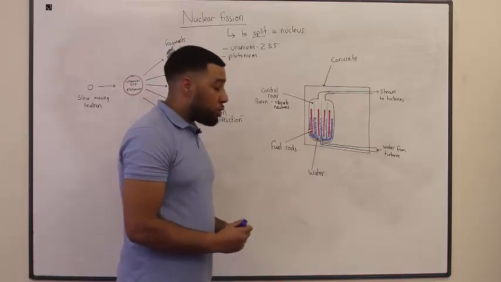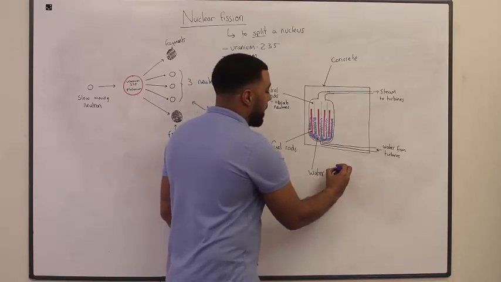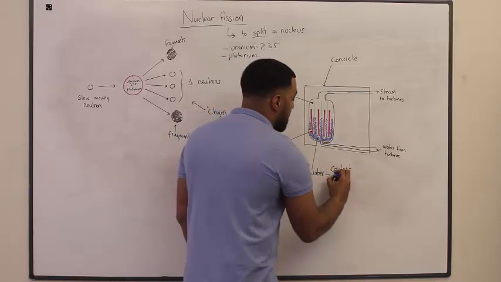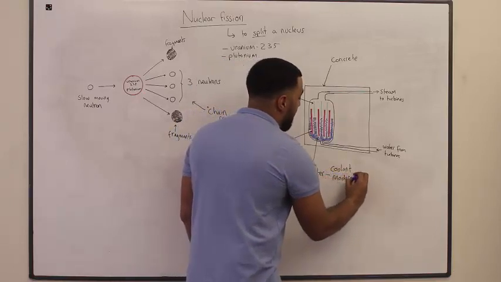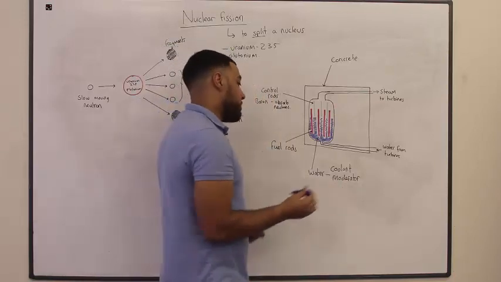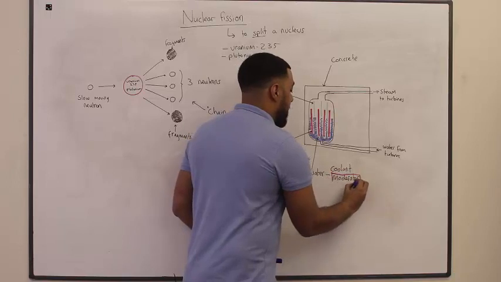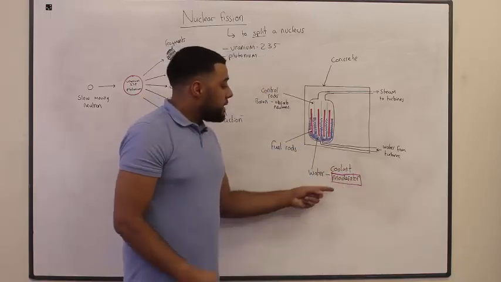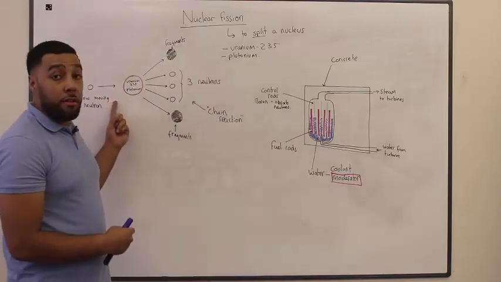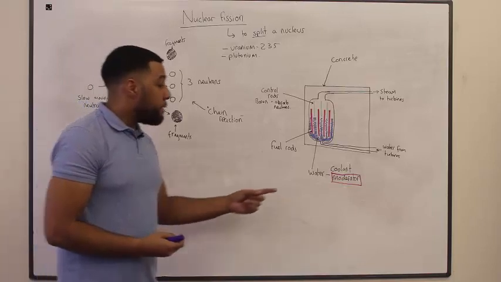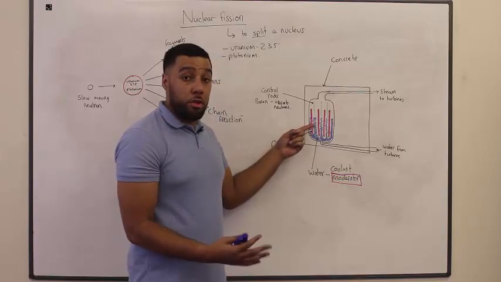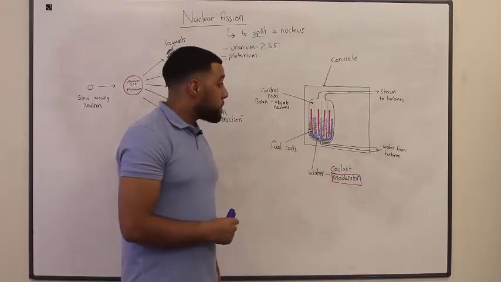The whole reaction is also done in water. Now, water acts as a coolant, but it also acts as a moderator. And what I mean by the term moderator is that the water is able to make the neutrons travel slow enough for nuclear fission to occur. If the neutrons are moving too fast, they can't be absorbed by the uranium-235 nuclei.